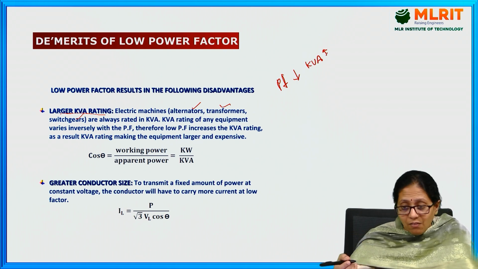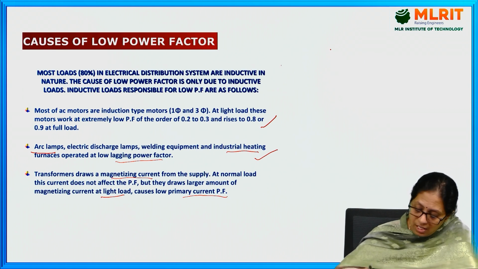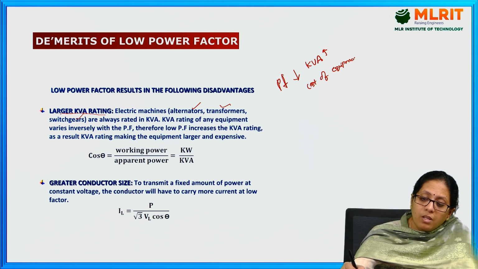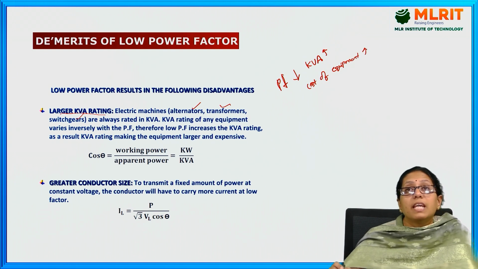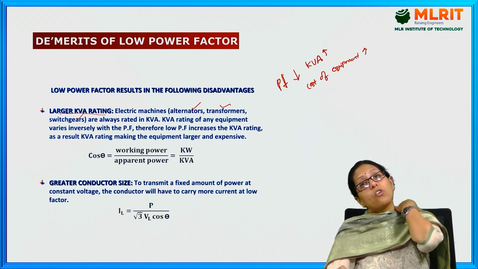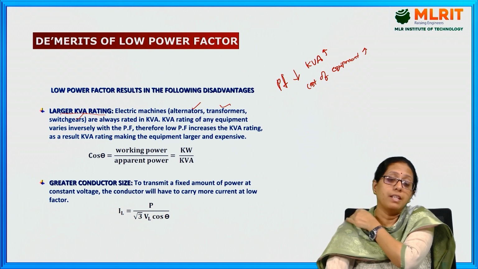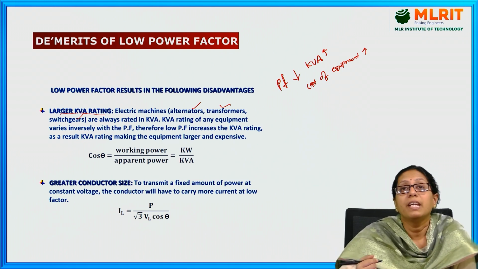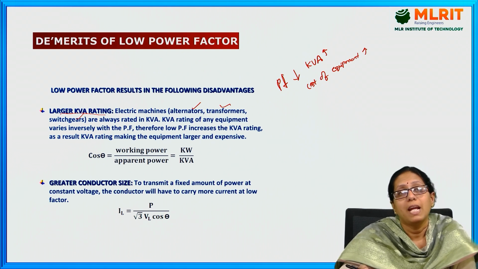As the kVA rating increases, the cost of the equipment increases. As the kVA rating increases, the cost of the equipment also increases. So, low power factor increases the size of the equipment and makes it more expensive.